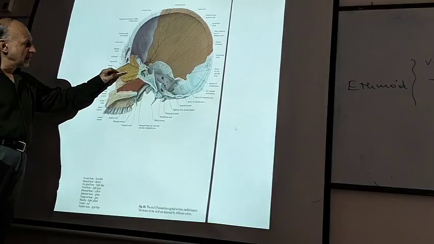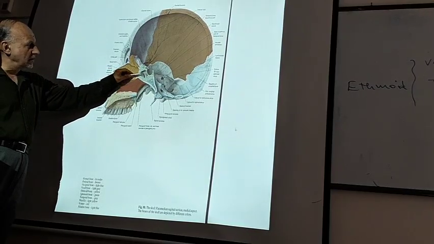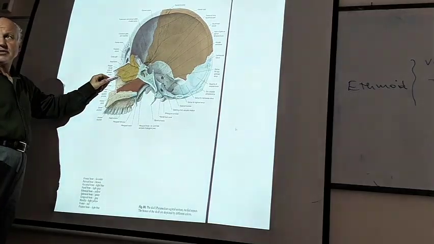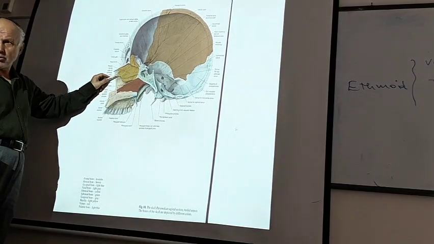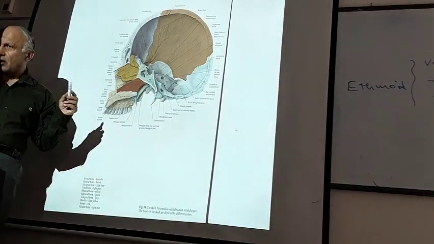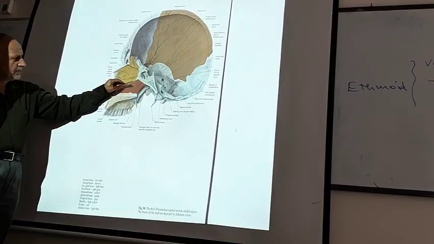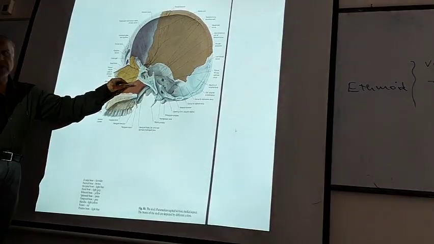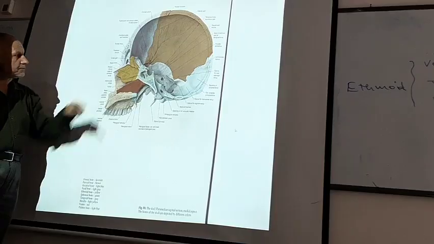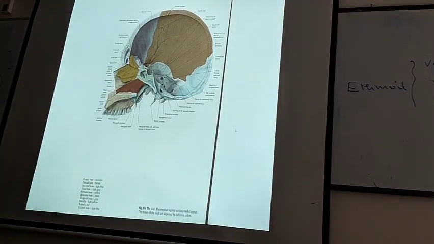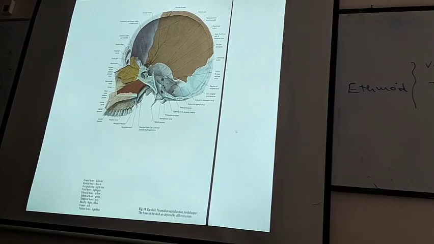The vertical plate posteriorly articulates with body of sphenoid, and anteriorly it articulates with nasal septal cartilage. Here we don't have any cartilage. And in the inferior part, the vertical plate articulates with vomer here. But lateral mass is like a cuboid. It has 6 surfaces.